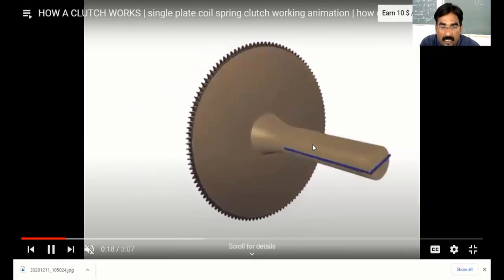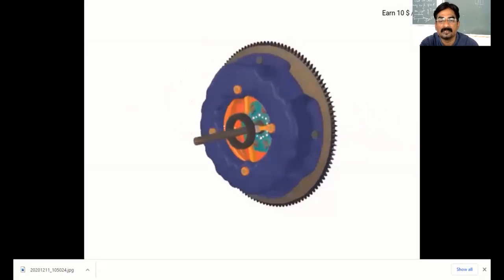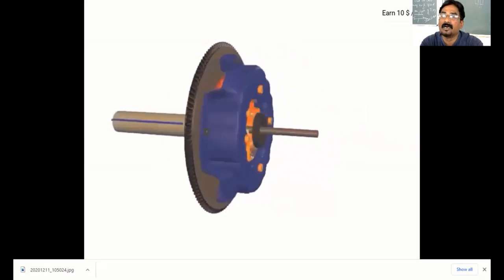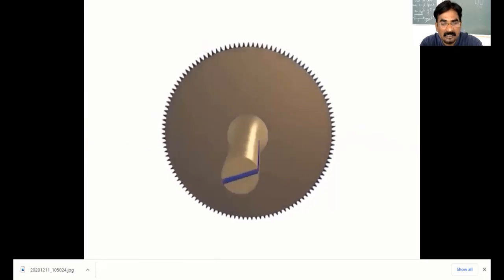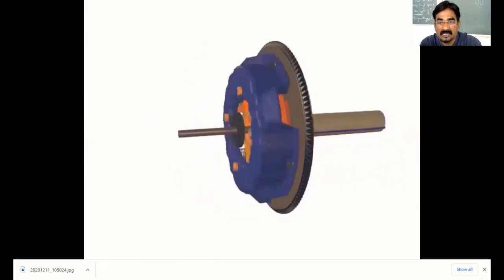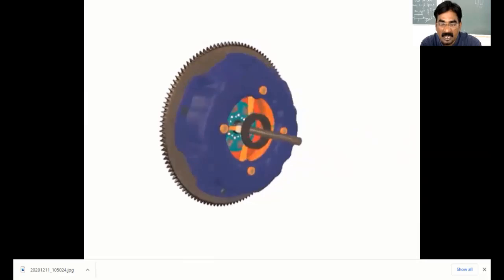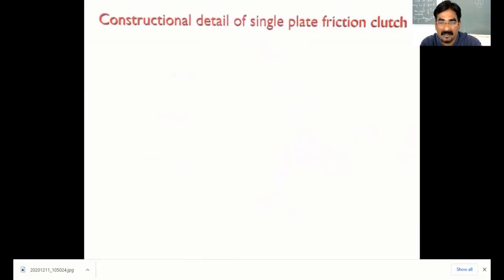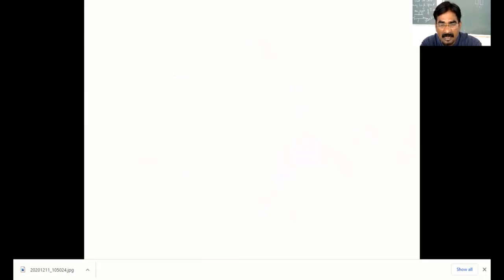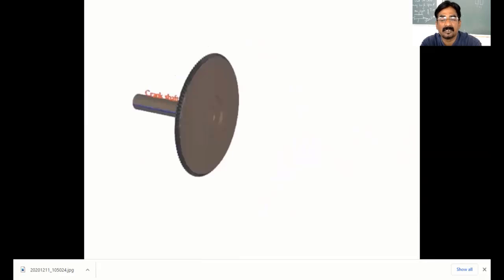This is the working principle of the single plate clutch. Many types of clutch are used in automobiles: single plate clutch, multi-plate clutch, diaphragm clutch, centrifugal clutch, semi-centrifugal clutch, fluid drive, like that. Here, this is the single plate clutch. Single plate clutch means only one clutch plate is used between the engine side and the transmission section.